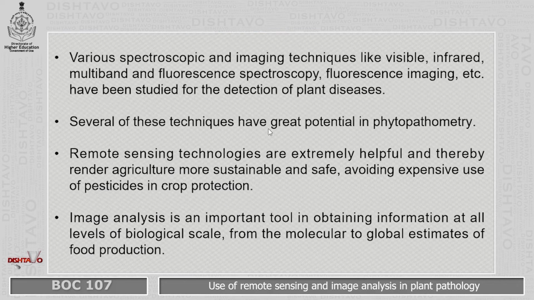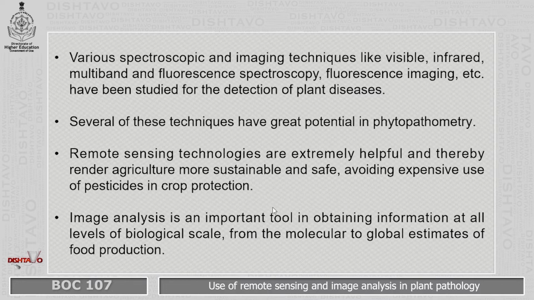Now, various spectroscopic and imaging techniques like visible, infrared, multiband and fluorescence spectroscopy, fluorescence imaging, etc. have been studied for the detection of plant diseases. Several of these techniques have great potential in phytopathometry. Remote sensing technologies are extremely helpful and thereby render agriculture more sustainable and safe, avoiding expensive use of pesticides in crop protection. Now, when we say avoid expensive use of pesticides is because whenever an area is infected, required measures can be taken.